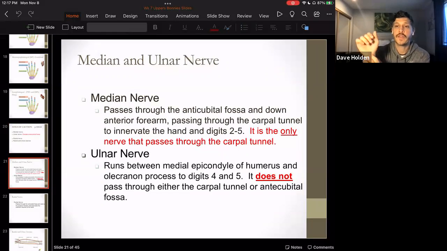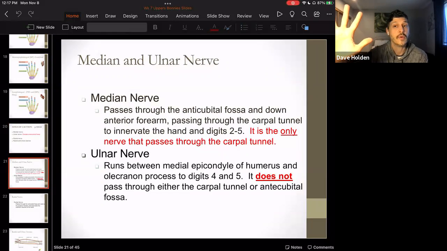So the median nerve, that's the carpal tunnel nerve. It's the only nerve that passes here through the carpal tunnel. It's that nice little divot that your finger wants to fit in. You can kind of close your hand over it. Carpal tunnel sits right there. The median nerve innervates this part of the hand only.